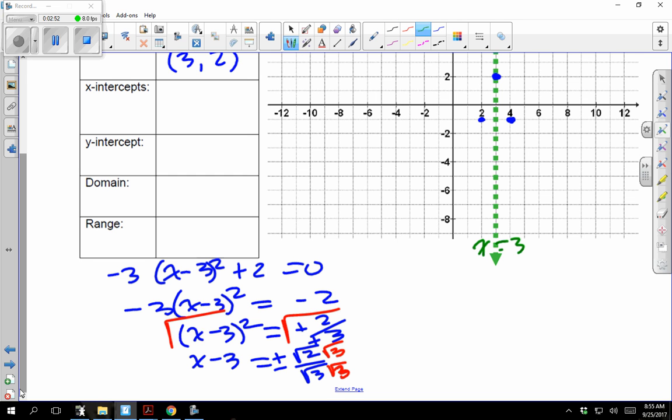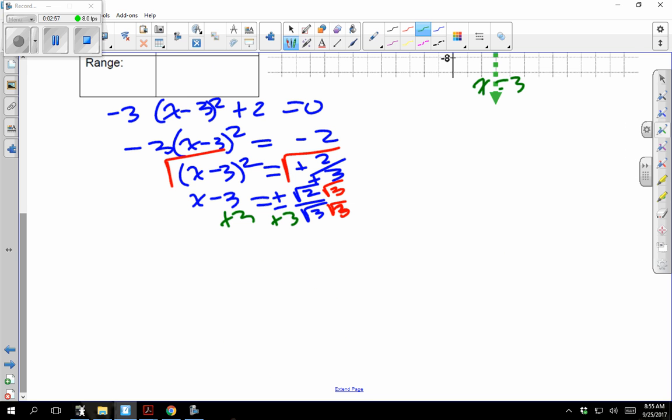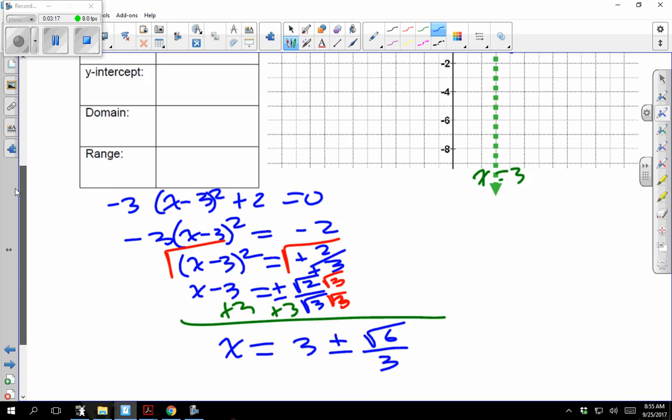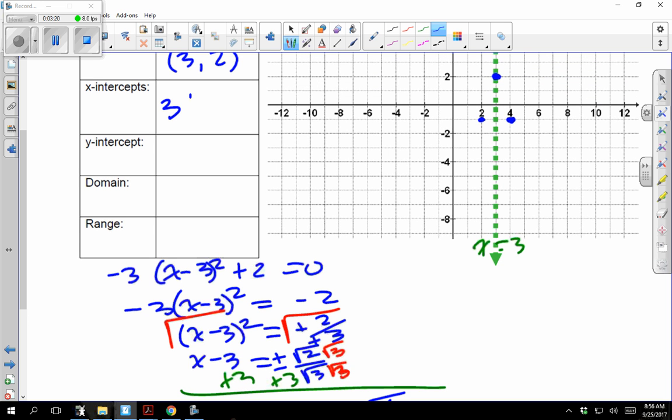And then I want to add 3 to both sides. So I now have x equals 3 plus or minus the square root of 6 over 3 as my intercepts. And again, just a little patience allowed me to solve that. That wasn't so bad. So 3 plus or minus the square root of 6 over 3.